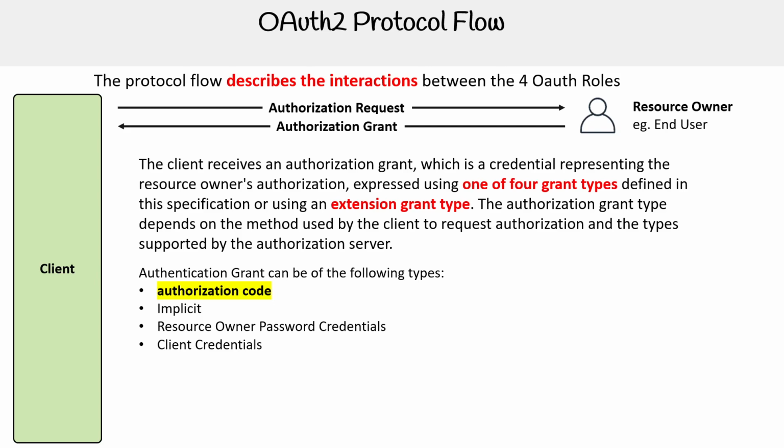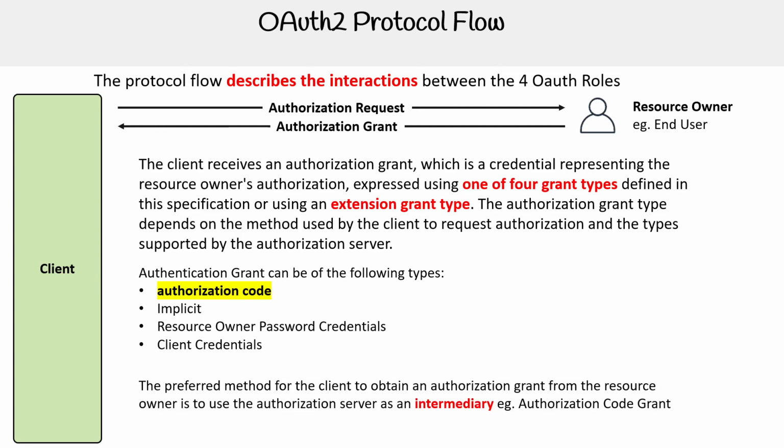credentials. And the thing is, when you start using cloud services that are customer IAMs, CIAMs, you'll see these terms, and so it's coming from this doc. And so for the most part, they should be implementing what's in the RFC. The preferred method for the client to obtain an authorization grant from the resource owner is to use the authorization server as an intermediary. So we're talking about authorization code grant. That's why we have it highlighted there.